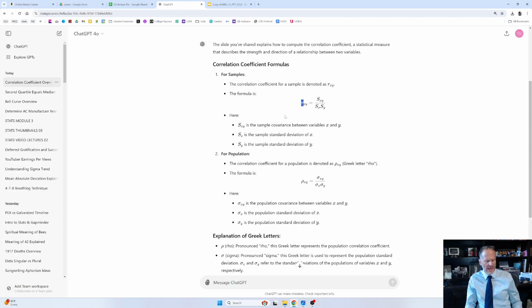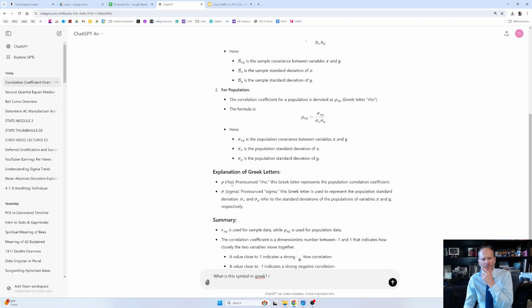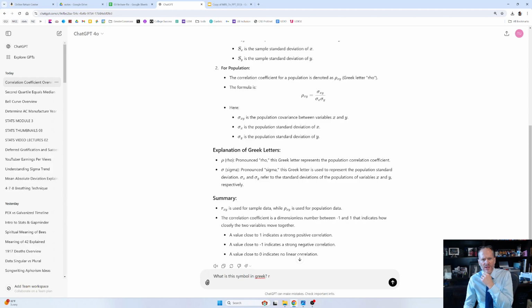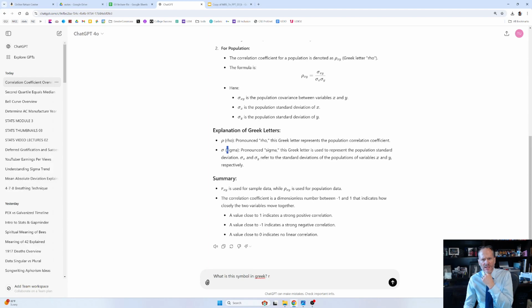All right, so I could see if I could copy that. What is this symbol? Symbol in Greek. Yeah, so it kind of got it there. And for a population, the correlation coefficient is denoted as PXY, the Greek letter rho. So this is rho, and we didn't get this one here, what that was. And then it explains there's rho, there's sigma. So it's explaining sigma. And then RXY is used for sample data.